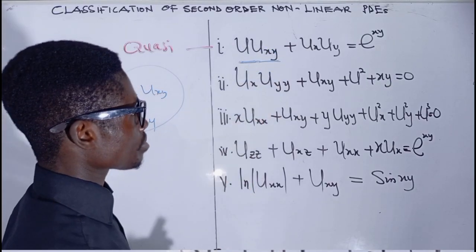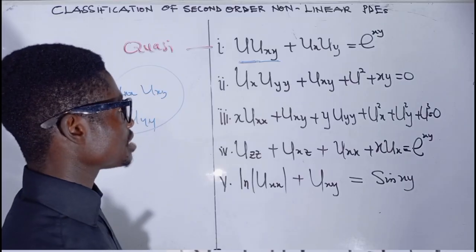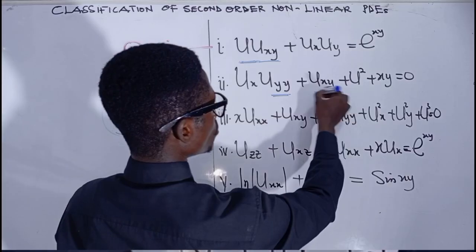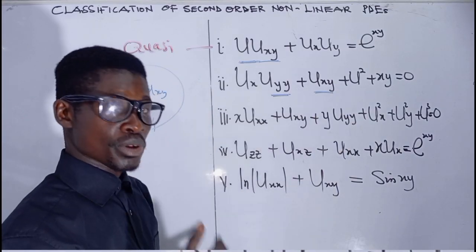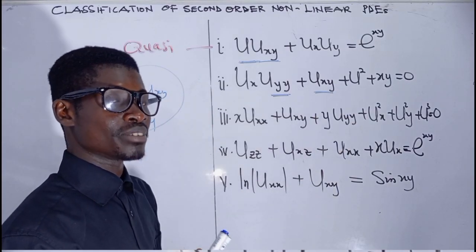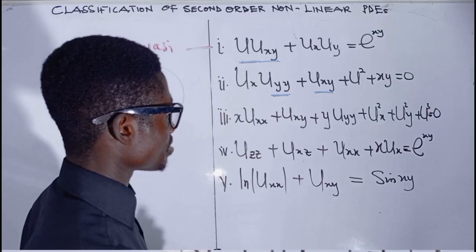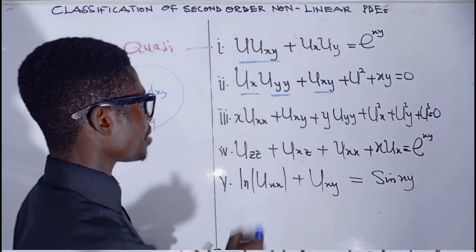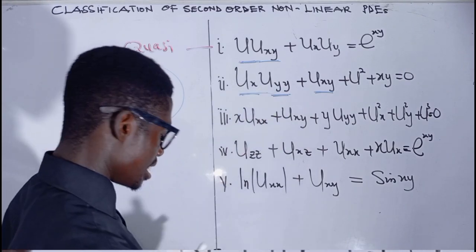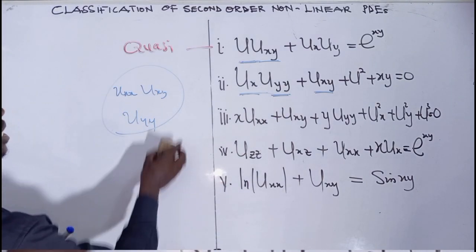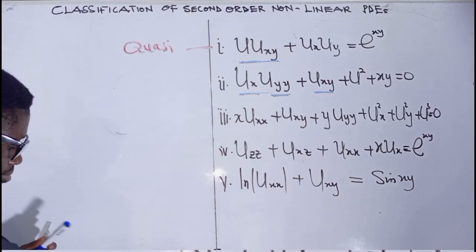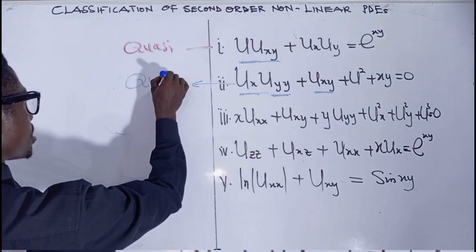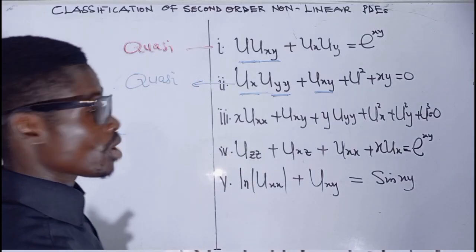Now let's look at this one. We are first going to identify our highest derivatives. We have this to be one of our highest derivatives. This is also one of our highest derivatives. Then we look to see if the highest derivative is being multiplied by a lower order derivative. You can see that we have a lower order derivative multiplying a higher order derivative. And this makes the PDE what? A quasi-linear PDE. So this one too becomes a quasi. Quasi are very easy to identify.